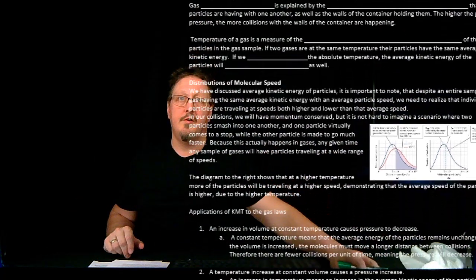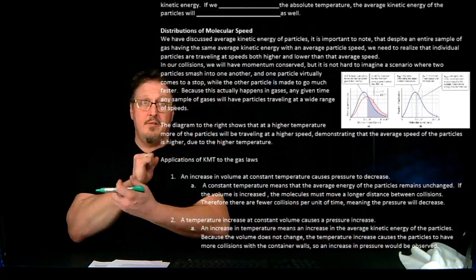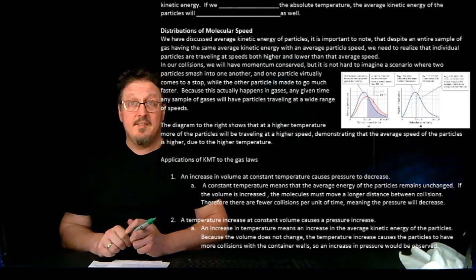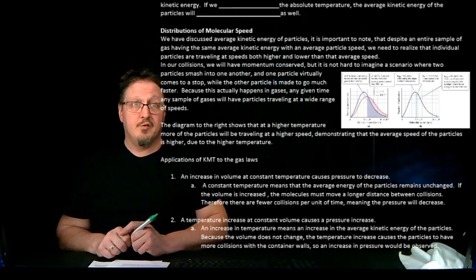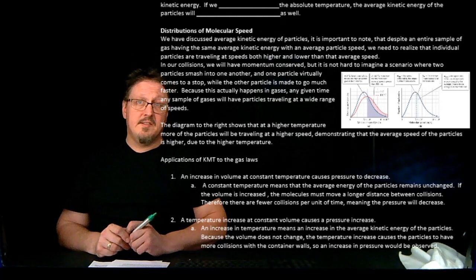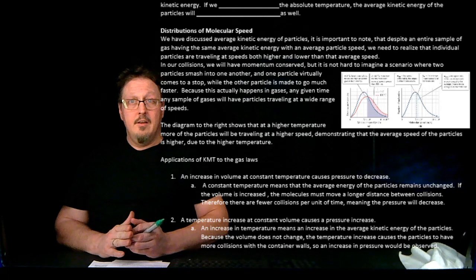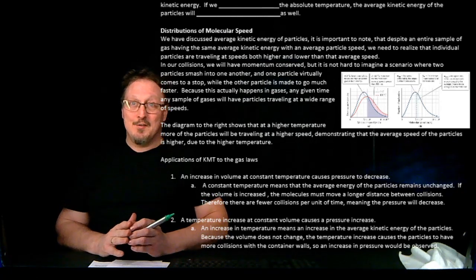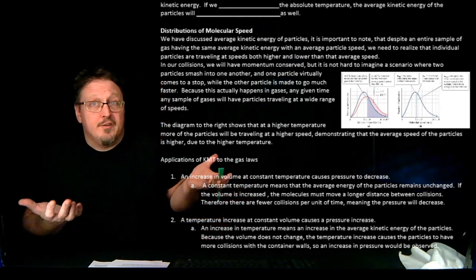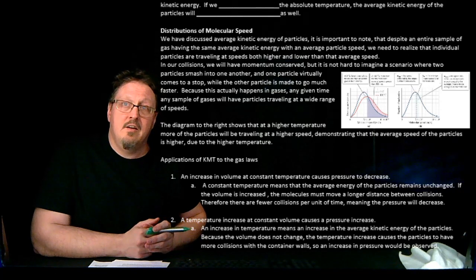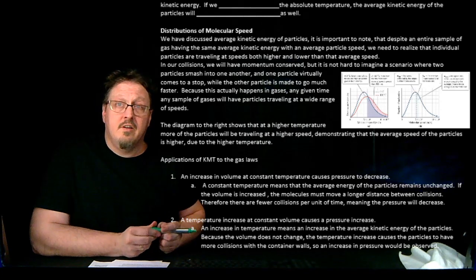All right. So distributions of molecular speed. We have discussed that average kinetic energy of particles is dependent on the temperature of the sample, and that's absolutely true. The higher the temperature of a gas, the higher its average kinetic energy is going to be. The lower the temperature of a gas, the lower its average kinetic energy of those particles is going to be. Now, that's an average kinetic energy, okay? And because it is an average kinetic energy, we should assume that we're going to have particles that are not traveling at that speed, particles that are traveling slower than that speed, and particles that are traveling faster than that speed.